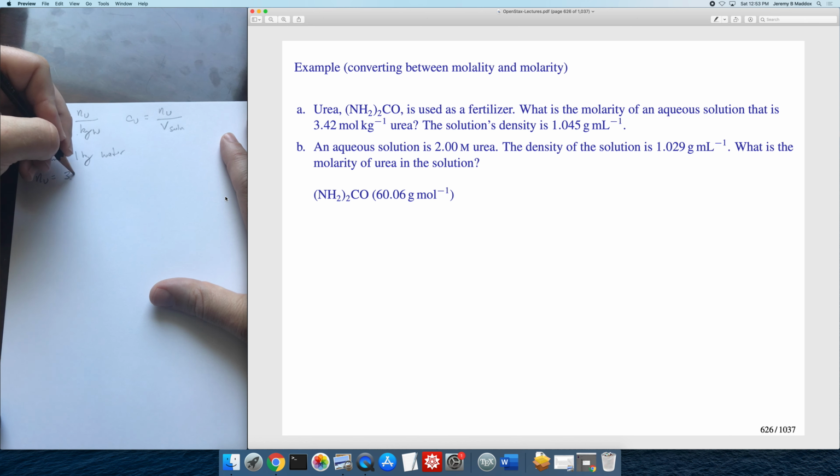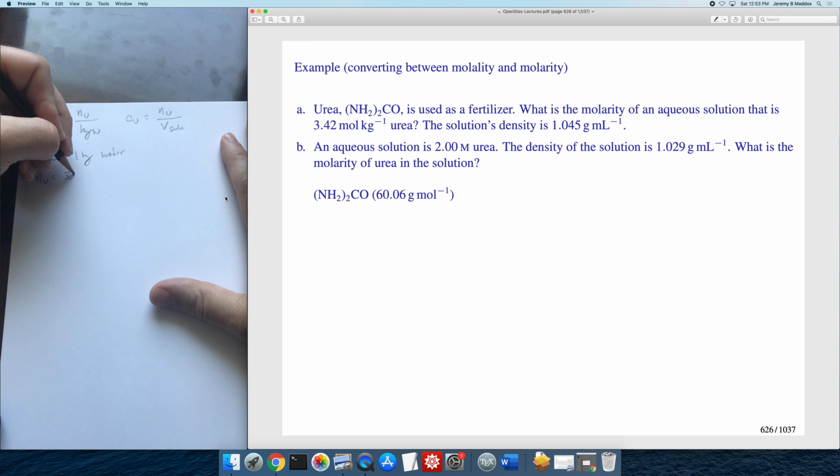Okay. We know the mass of the solvent. Since we know the number of moles of solute, we can determine the mass of the solute. We're given the density, therefore we can calculate the volume, therefore we can calculate the molarity. Okay, so we need the mass of the solute. I'm going to put that right here. The mass of the urea is going to be equal to the molar mass of the urea times the number of moles of urea.